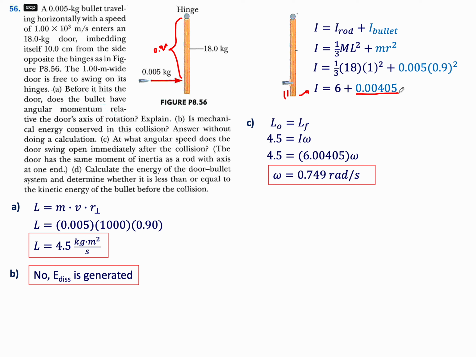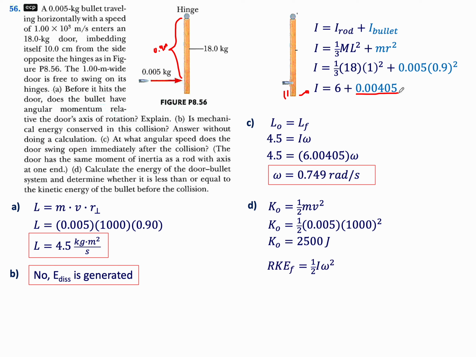D, calculate the energy of the door bullet system and determine whether it's less than or equal to the kinetic energy of the bullet before the collision. All right. So first of all, figure out the kinetic energy of the bullet beforehand, 1/2 mv squared. Plugging in the mass and the velocity, we get the initial energy of the bullet is a ridiculous 2,500 joules.